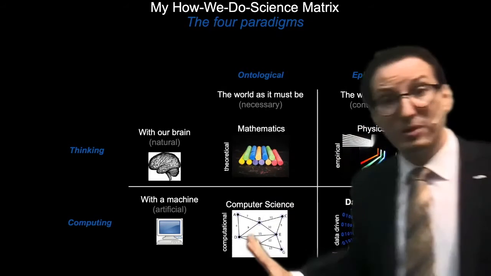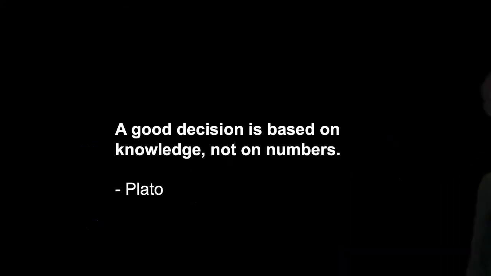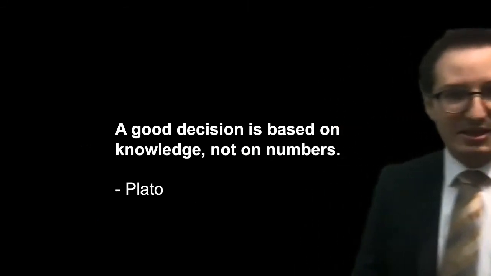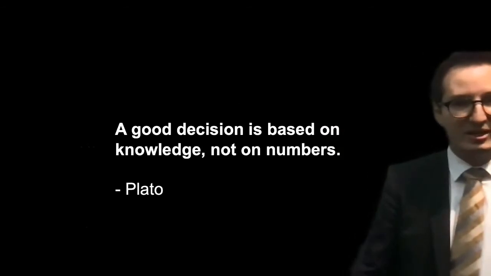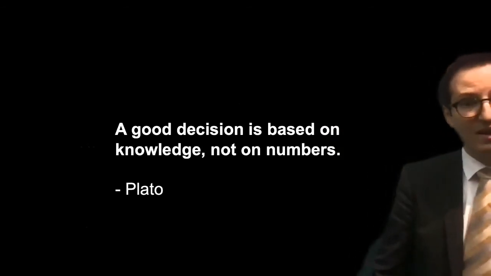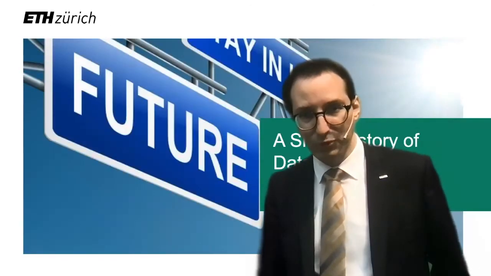So this is for all sciences in general, this is kind of the 4 ways of doing science. And we had ancestors that were very wise already at the time, like Plato, that a good decision is based on knowledge and not on numbers. And this is why it's absolutely not a trivial field at all.